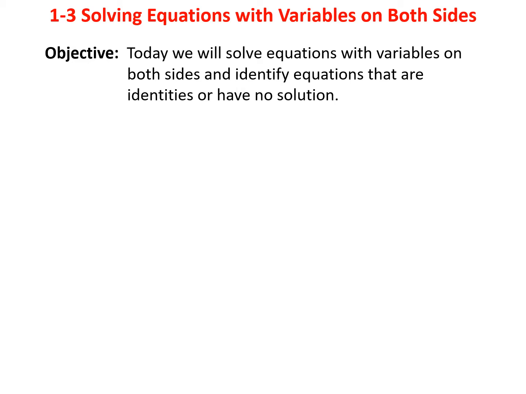We're going to look at lesson 1.3, solving equations with variables on both sides. We're going to look not only at how to solve equations with variables on both sides today, but we're also going to finish the lesson by looking at those equations that either turn out to be identities and have infinite solutions, and those that turn out to have no solution at all. So that's what's on task for today, so let's get started.